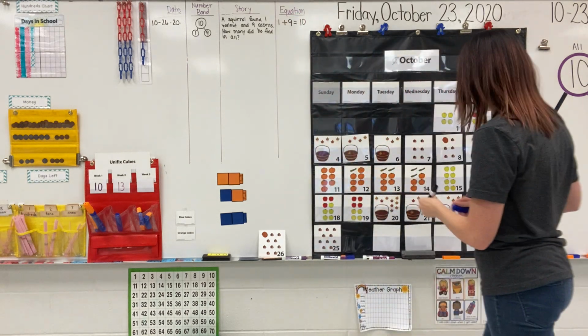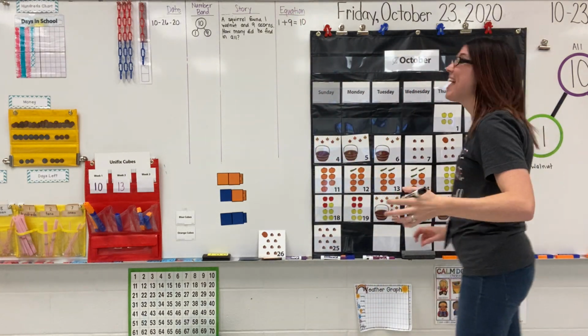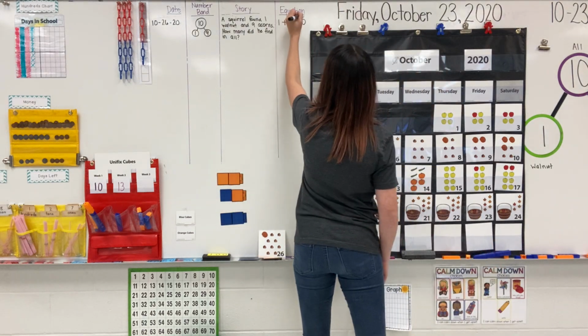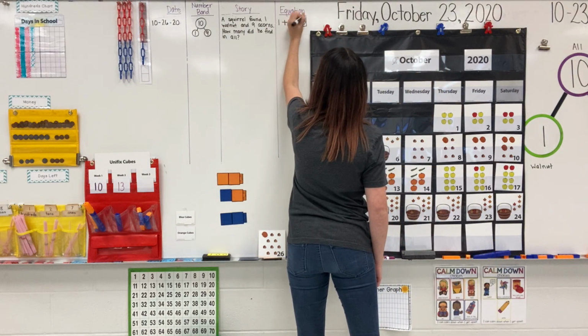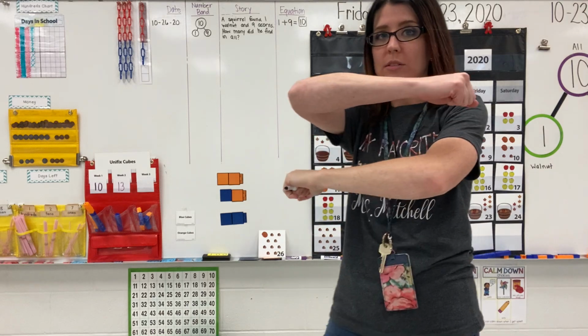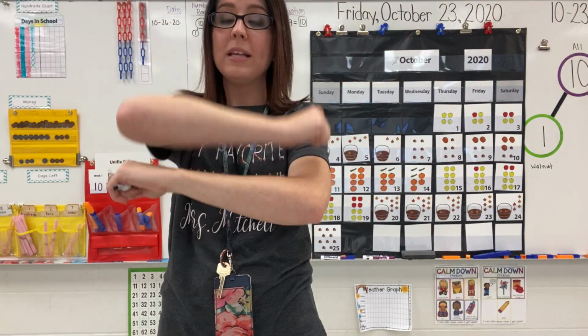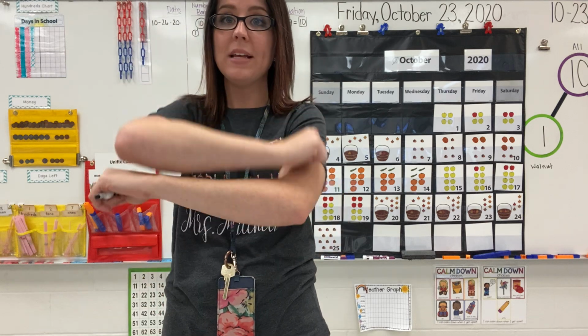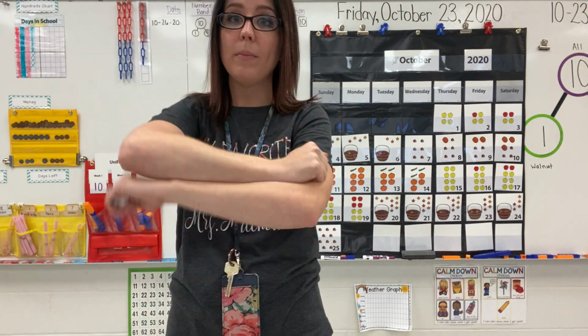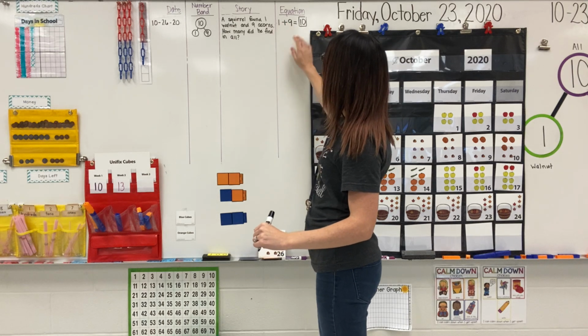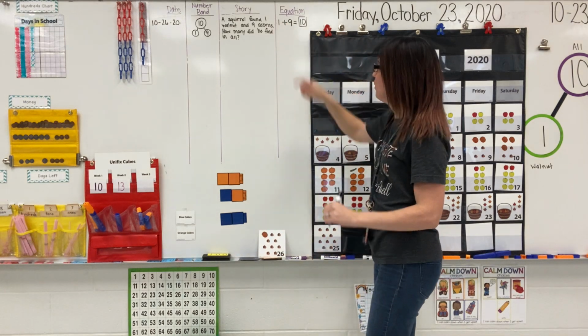So how many did the squirrel find in all? 10. And since he found 10, that's the answer, and we're going to put a box around it. Now, do you guys remember who that guy is? The one that looks like this? Equal. Do you remember what equal means? Equal means the same. Say it with me. Equal means the same. So this means 1 and 9 together are the same as 10. 1 plus 9 equals 10.